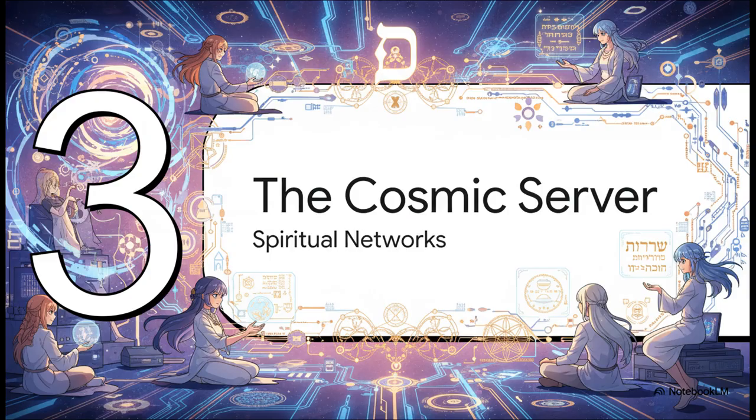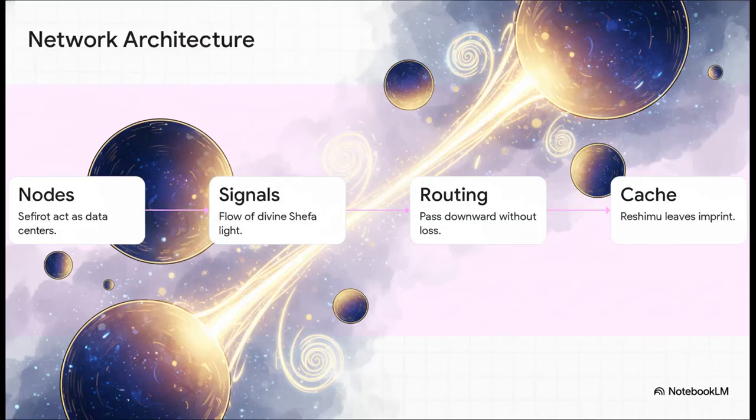Section 3. The Cosmic Server Analogy. To make these ancient esoteric mechanics totally clear for our modern minds, let's drop into the sod, the secret inner layer, and translate it into an analogy of cosmic engineering. Think of the Sefirot as this incredibly nested network architecture, like a massive cosmic server. The Sefirot are the nodes. They are literal data centers of spiritual energy. The divine light, the shefa, is the signal.